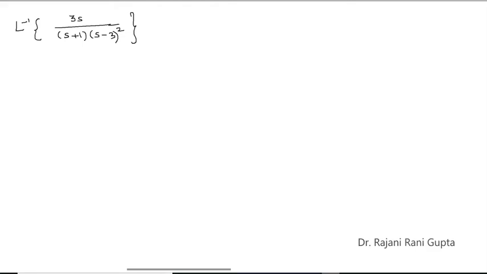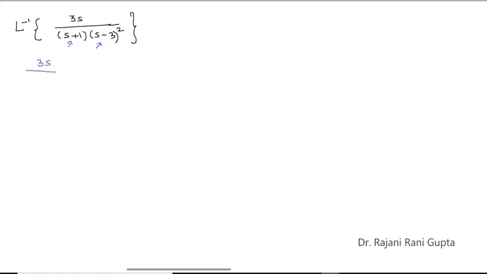Hello everyone. Now in this case we will see another example of finding inverse Laplace transform by using partial fraction. What you can see here, we have one linear factor repeating only once and another linear factor repeating twice. So now we will follow the method of partial fraction.